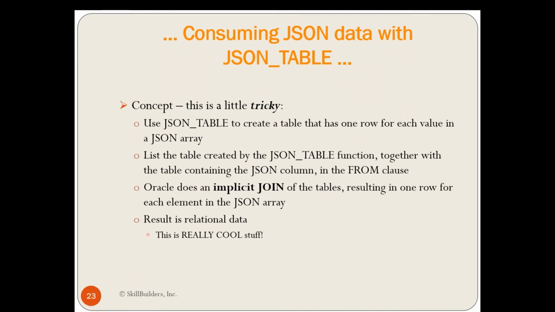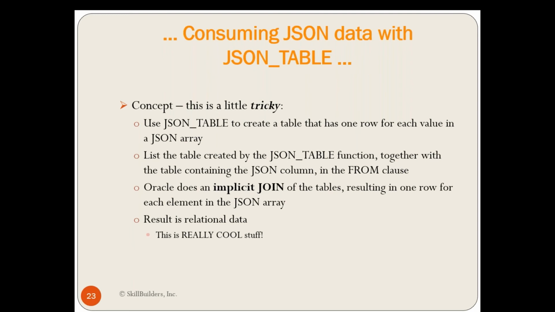So now in our from clause, we have two tables. One's the main table, and one is a table that's created just from each individual array on each row. And Oracle will see those two tables and do an implicit join of those two tables. So it'll take the columns that are in the first row of the main table and join it with every row from the array.